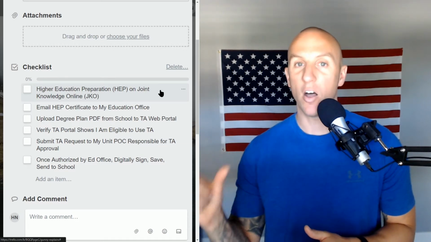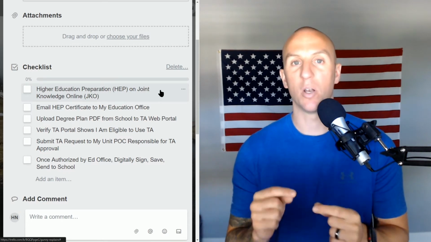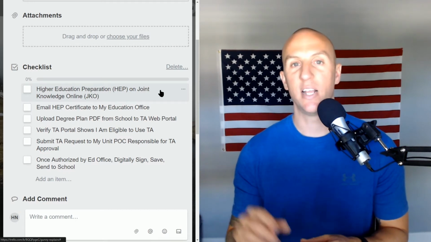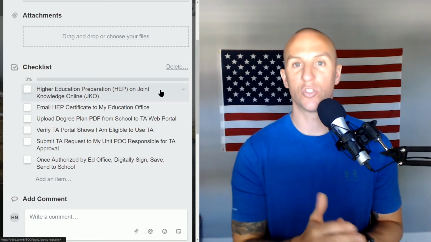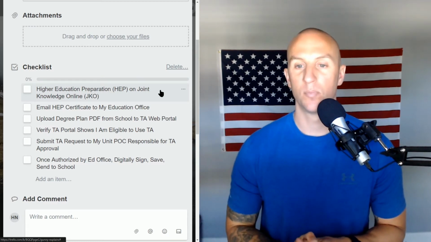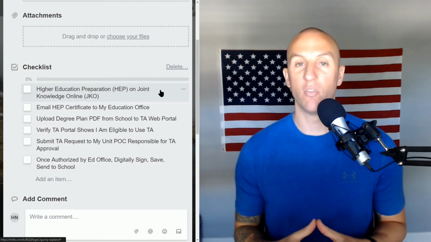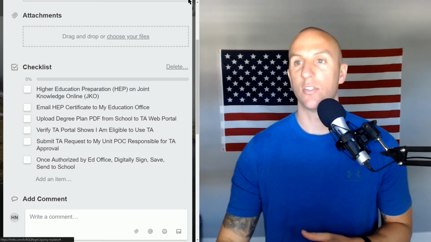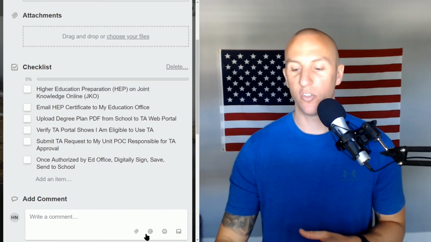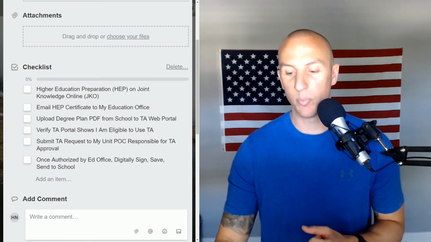Once they authorize it, you should be able to log in, digitally sign it, and send it to your school for TA funding. That's an overview of the process. You should be familiar with this process. It will really help you. To the students, the Marines that I'm working with, understanding this stuff will help us communicate a lot more efficiently when it comes to making sure you're on track with all this stuff.